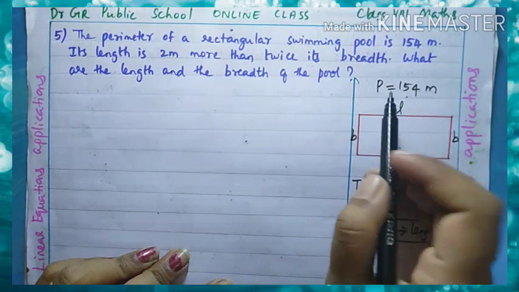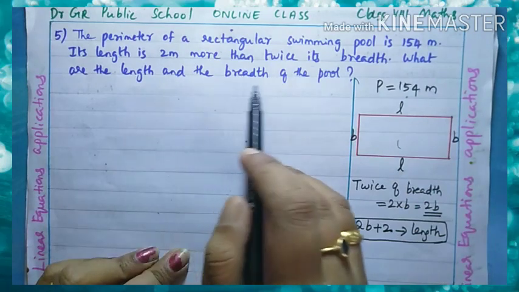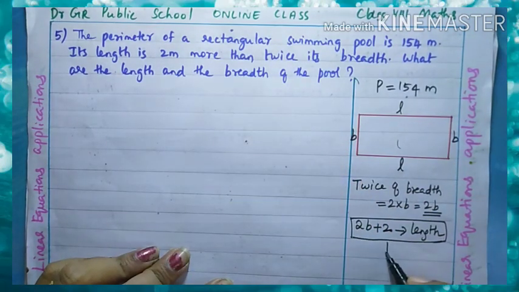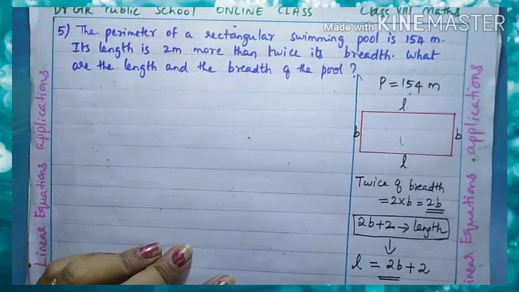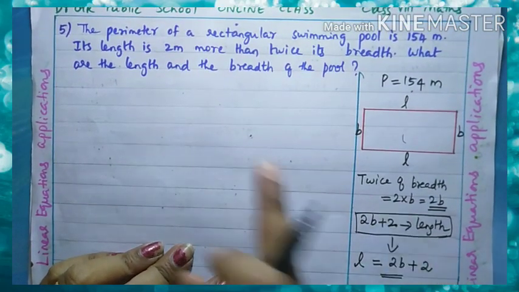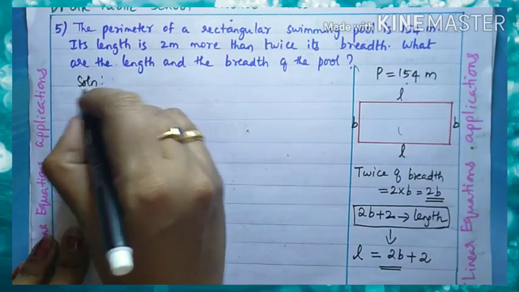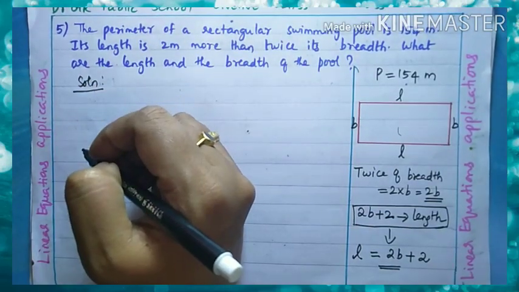Okay. Now what do you want to find out? You want to find out the length and breadth of the pool. So this is the important relation here. The length of the pool is equal to 2 meters more than twice the breadth. This is the only required equation we want to form. Now come to your answer. So, solution. How can we start the solution?